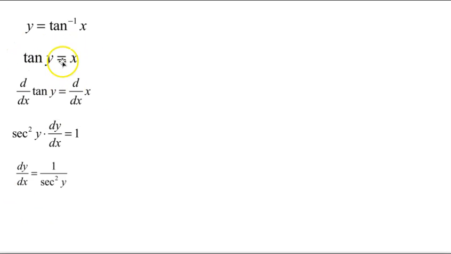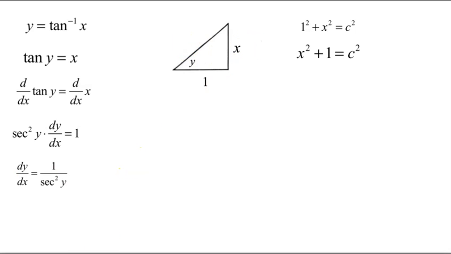So I need to create a triangle to determine what secant squared y is. What I have here is tangent of y is x. Now tangent is opposite over adjacent. Opposite is x, adjacent is 1. Tangent of y, opposite over adjacent, x over 1. I've got to find the third side, called c. Base squared plus altitude squared, 1 squared plus x squared is c squared. So x squared plus 1 is c squared. c, of course, is the square root of x squared plus 1. That gives me the hypotenuse for this triangle.